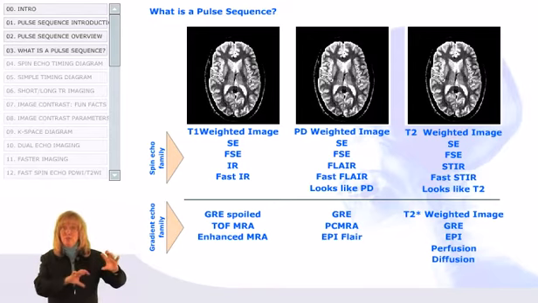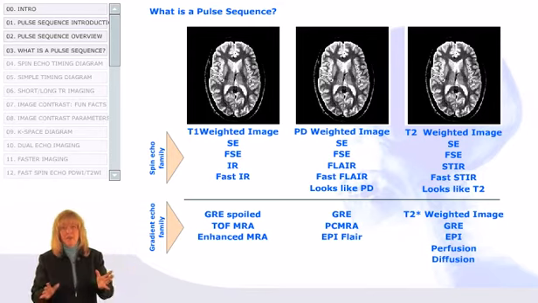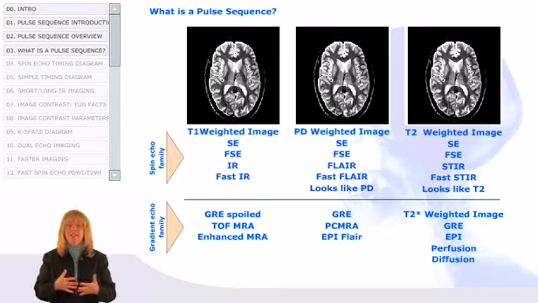We have two main families of images. We have the spin echo family of image. And rule of thumb, to oversimplify this, the spin echo family is generally the higher quality acquisition, but generally is going to take a little bit longer to acquire.